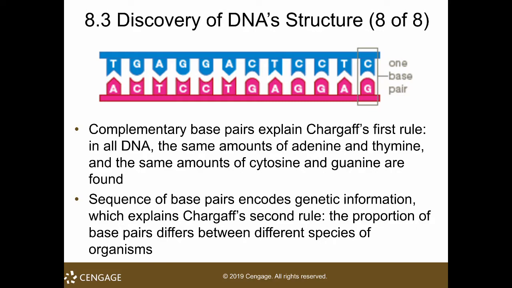Now, this manner allows us to know that if we know the sequence of one strand of the DNA, we know the sequence of the next strand. This is the key to replication, how DNA is replicated, how we produce multiple copies of the DNA, and how it is passed down from parent to offspring. Now, the sequence of the base pairs encodes your genetic information. That is why the proportion of adenine is not equal to guanine. There are always differences.